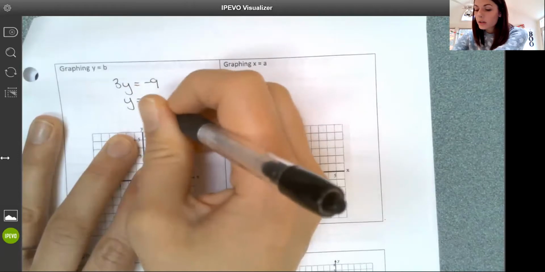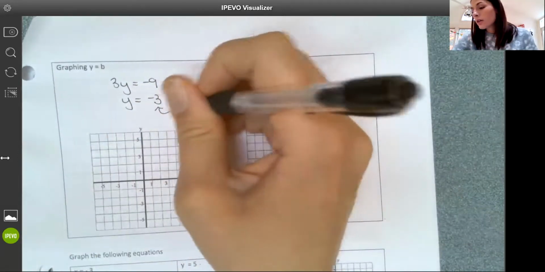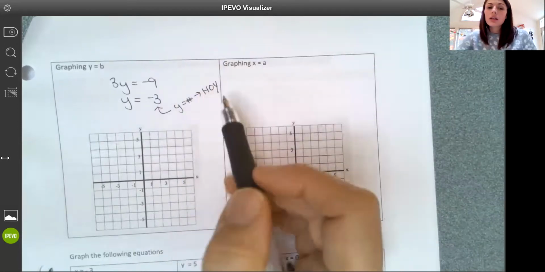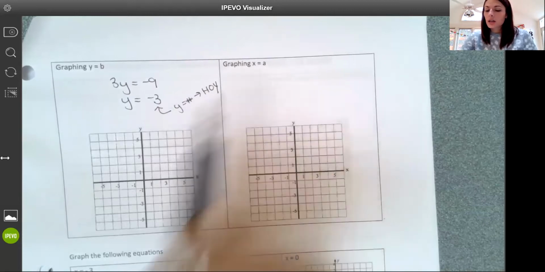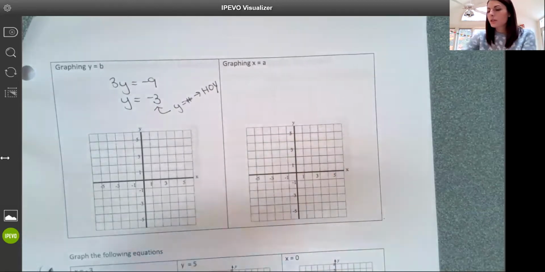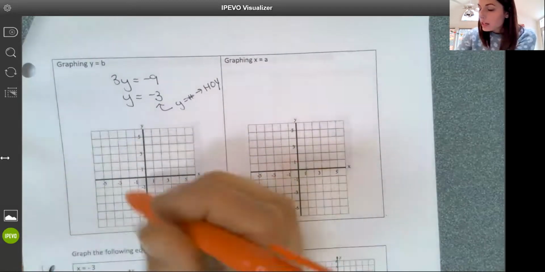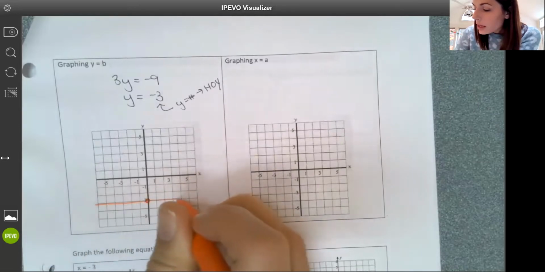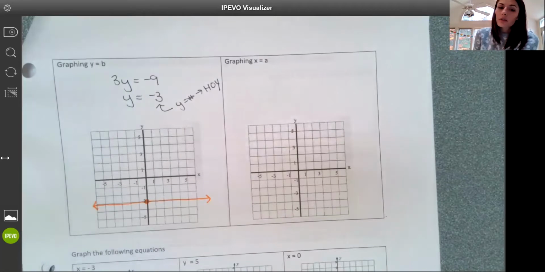Y equals -3. And then I look at that and I go, okay, it's y equals a number. That's a HOI, meaning it's a horizontal line with 0 slope where y equals that value. That's how I kind of think about what that graph looks like. So where y equals -3, I will have a horizontal line with 0 slope where y equals -3.